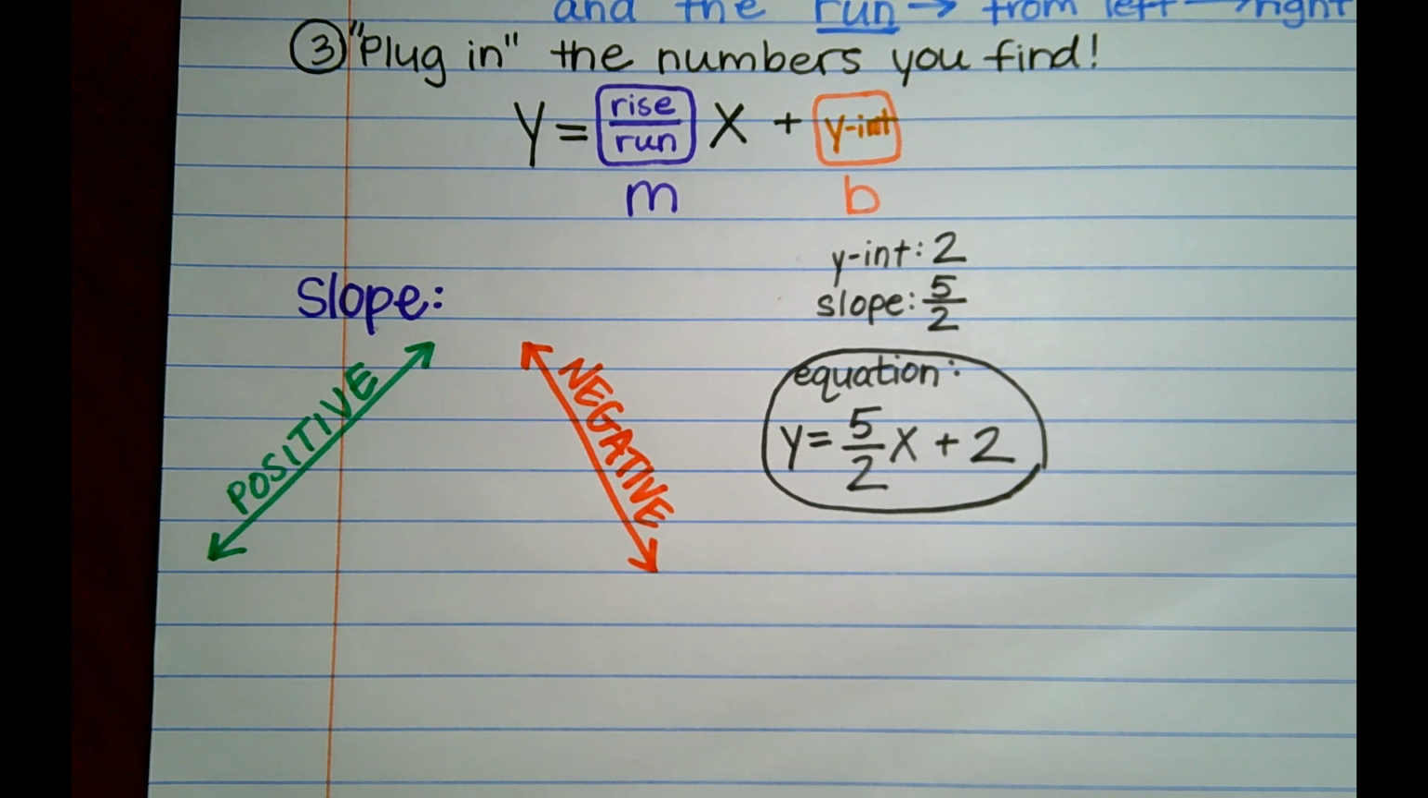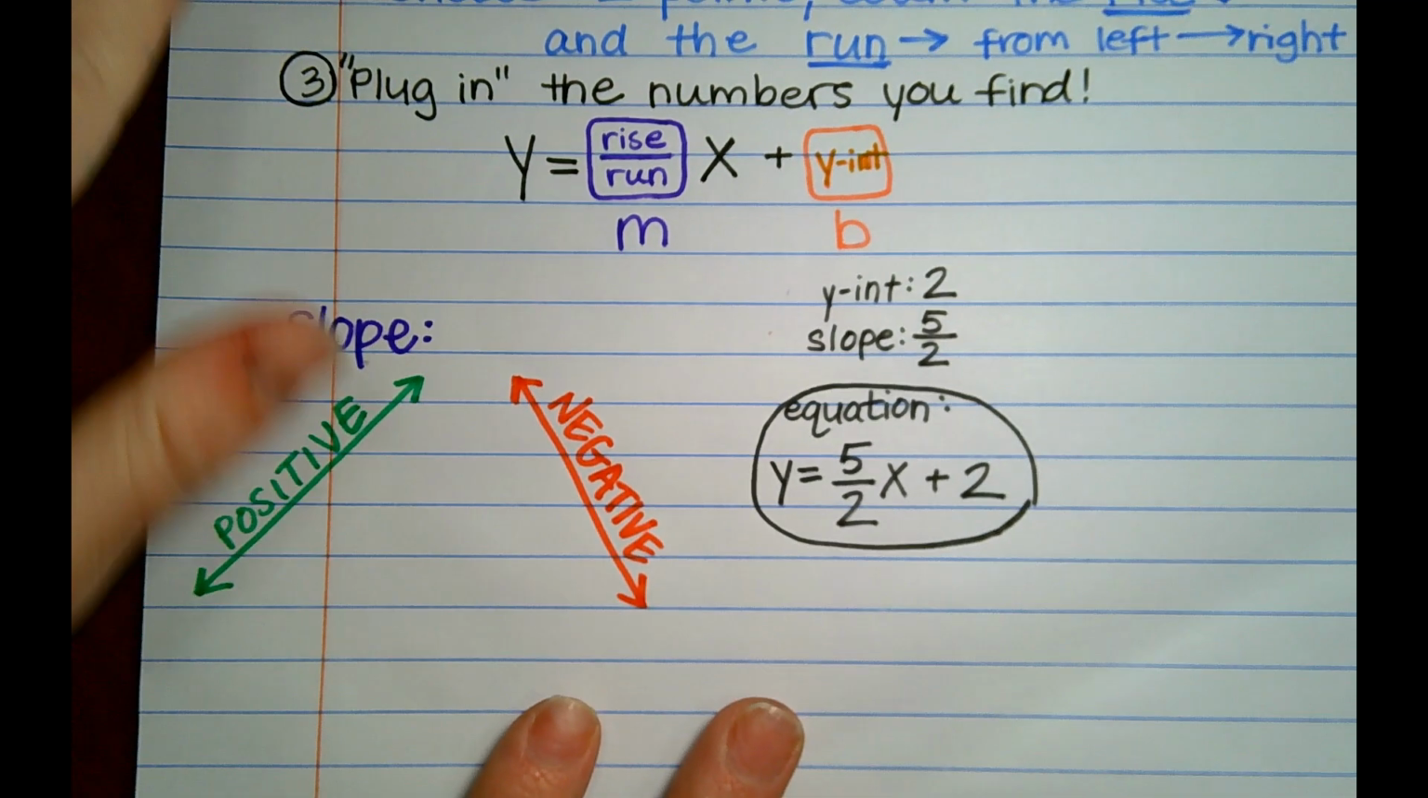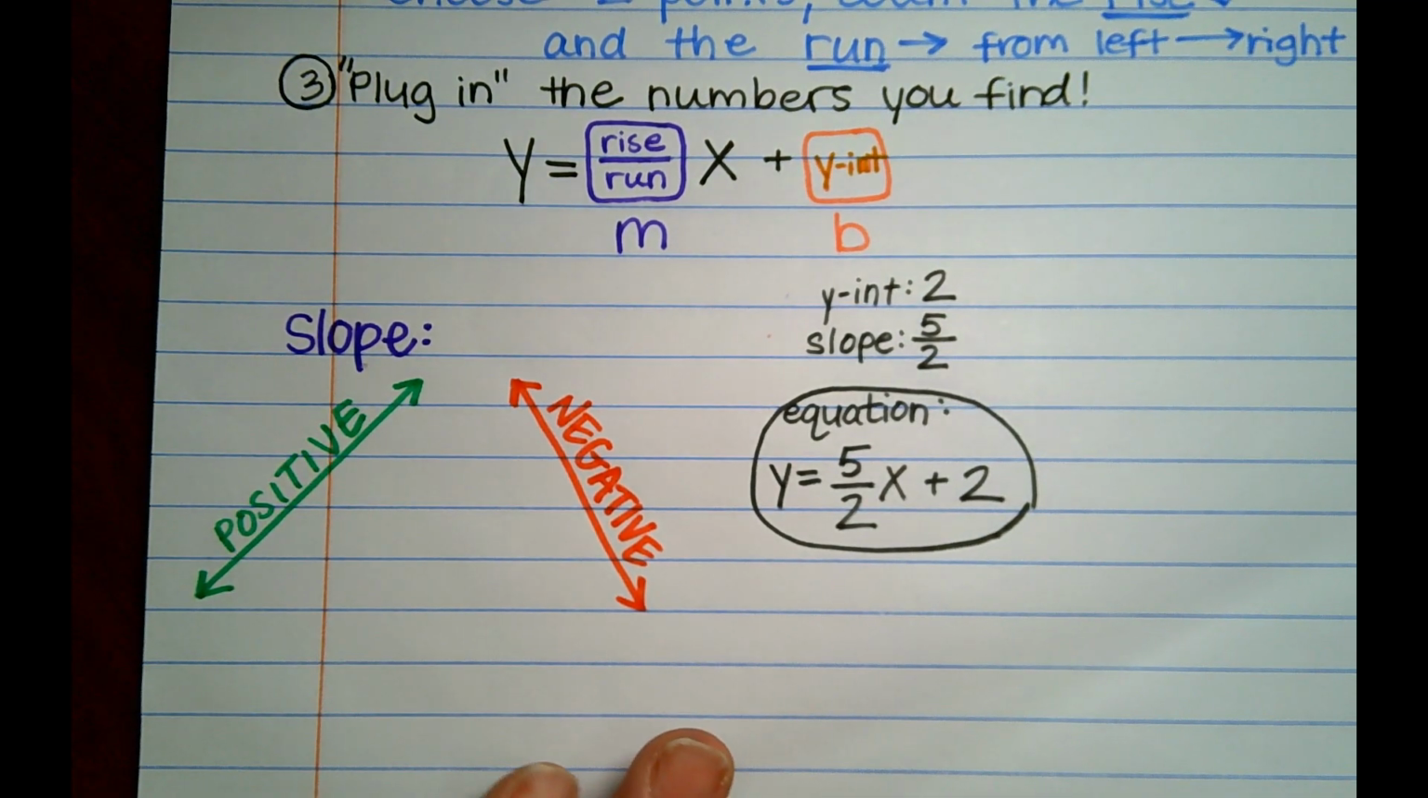I'm writing the equation. So, is it the y-intercept that's always going to come first, and then it's the... I know what I want to say, I can't get that. The slope? Yes.